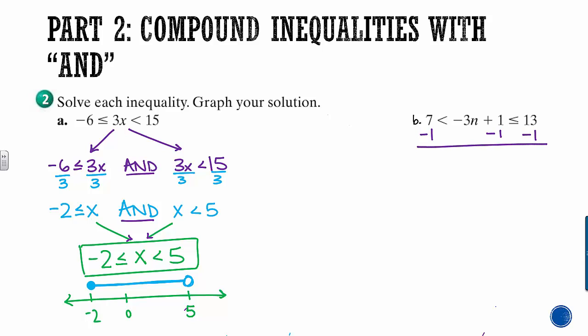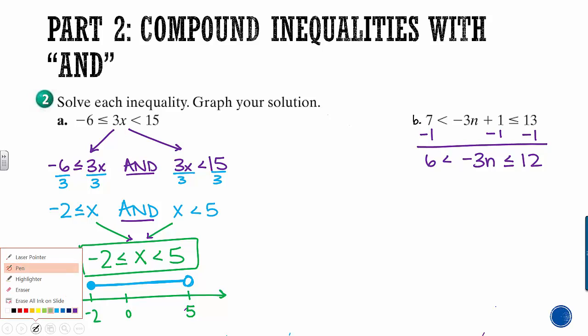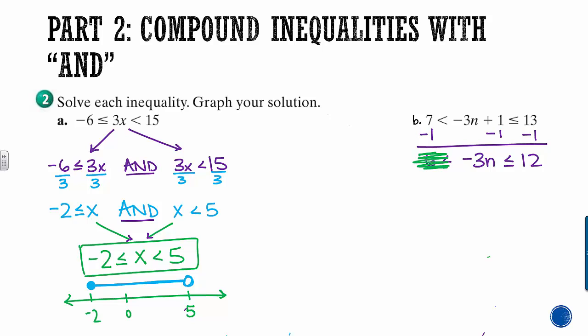So we end up with 6 is less than negative 3n, which is less than or equal to 12. So then, same thing, pretend this wasn't here for a second. What would you do next? Well, we'd divide both sides by negative 3. And remember, all this is just one more side to divide by negative 3.